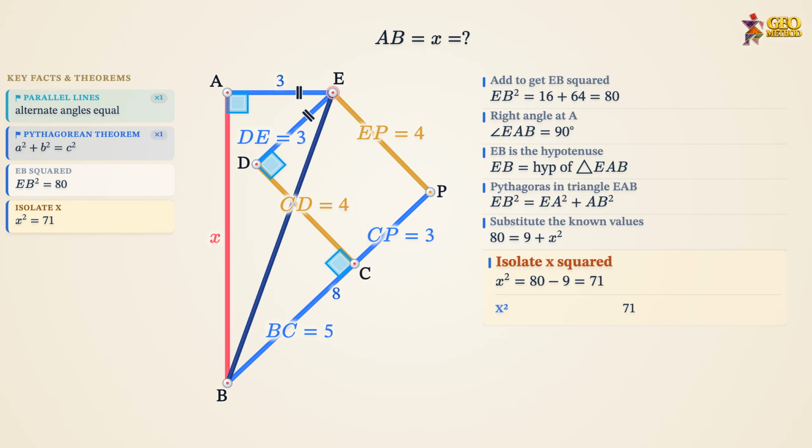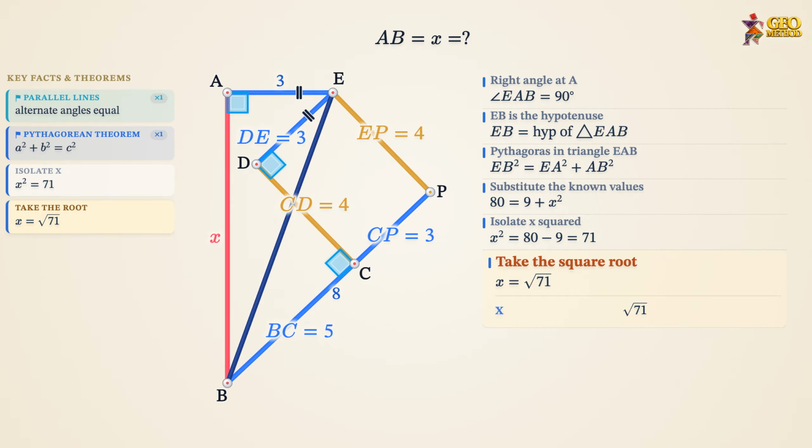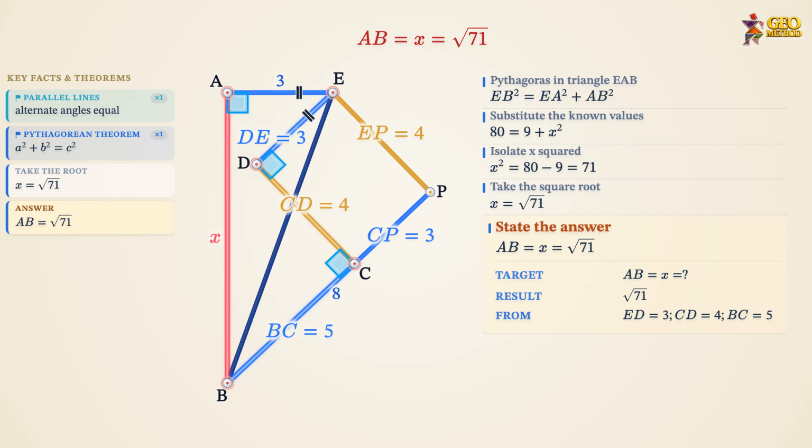Subtract 9 from both sides to isolate the unknown. 80 minus 9 leaves 71, so x squared equals 71. Take the positive square root, since x is a length. x is the square root of 71, and because 71 is prime, this root cannot be simplified any further. So the answer is the square root of 71.